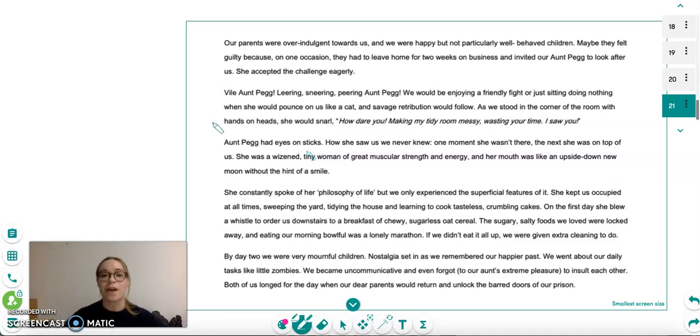Okay, so I hope that my reading aloud to you has helped you to hear some of the literary devices as well as see them on the page. And actually, that's quite a useful tip.